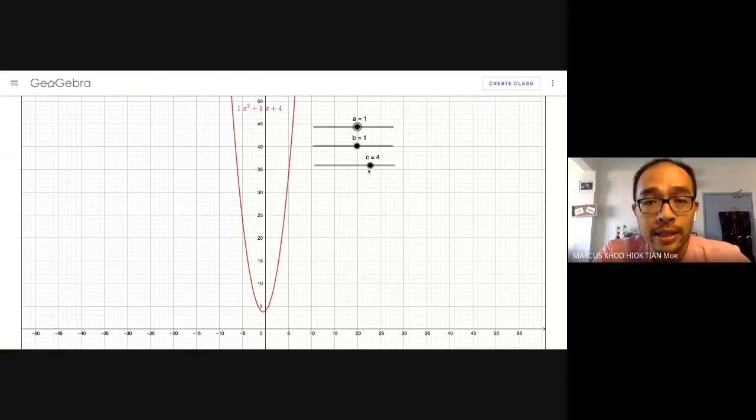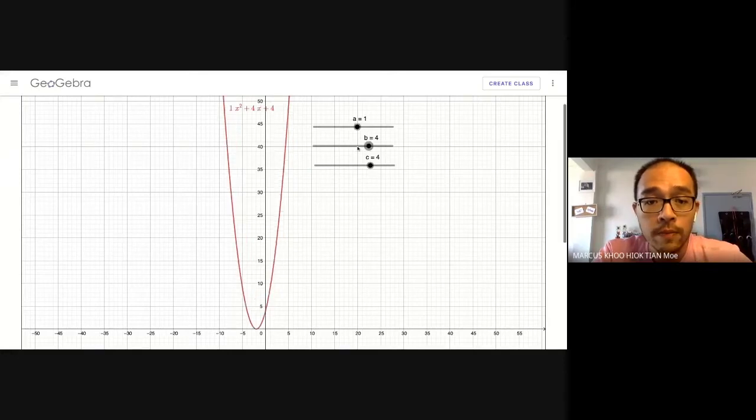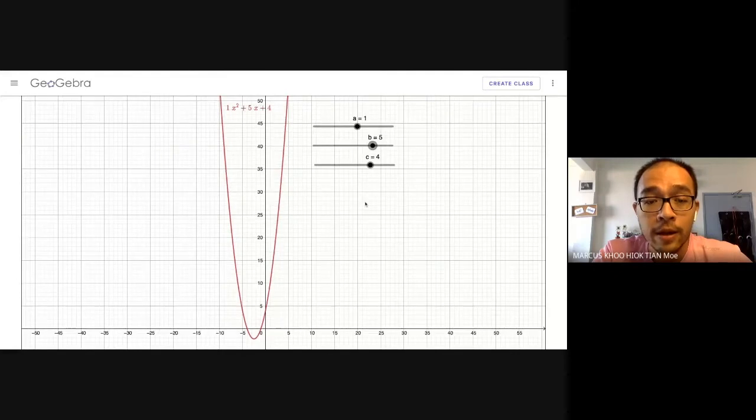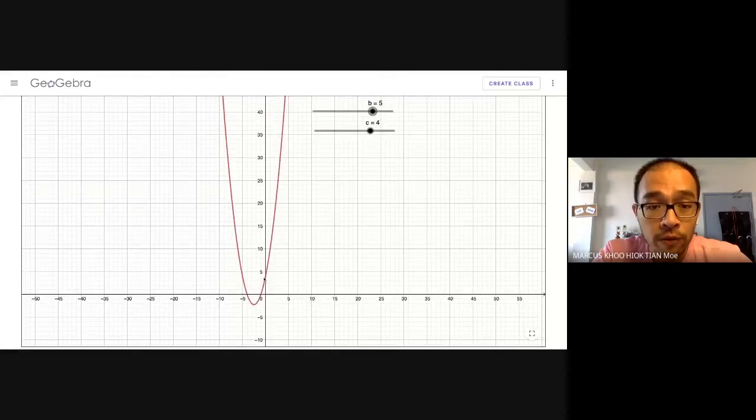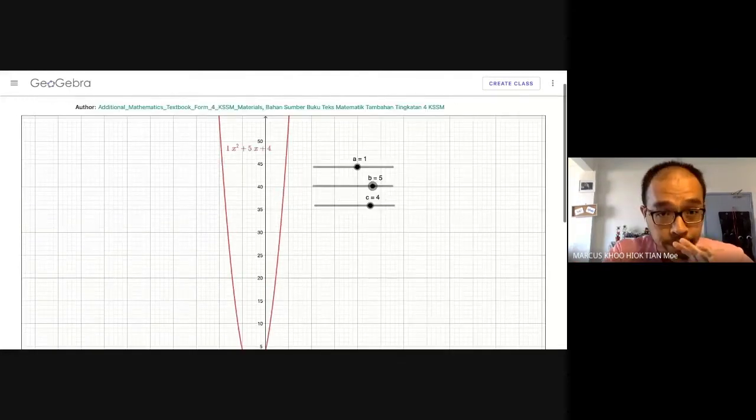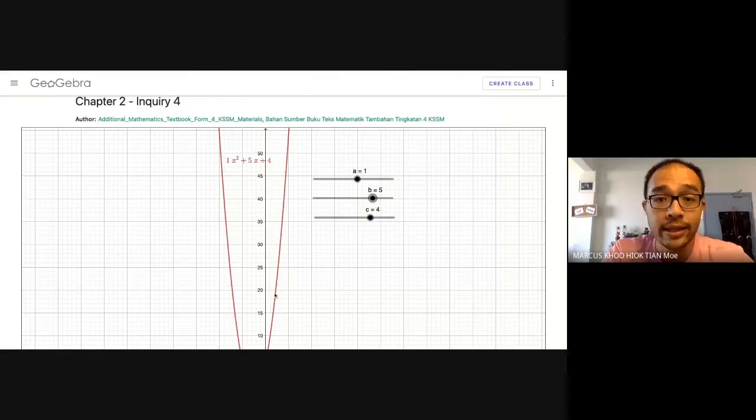Okay, and lastly, the C value is the y-intercept. Say for example like this, this is the y-intercept. C equals to 4, 4 is here lah. So it doesn't matter how the graph looks like, dia mesti memotong pada paksi fx at point C. Okay, that's a very important piece of information to know.